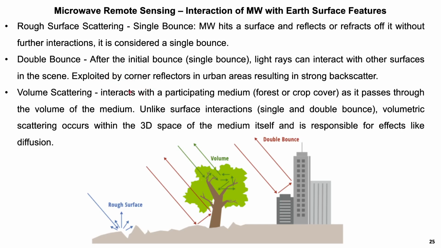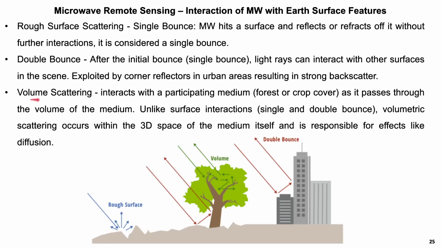And this can be used in microwave remote sensing. In case of floods, it will be very useful because your urban area is going to appear bright in color, and if the streets are flooded, it is going to appear dark in color.